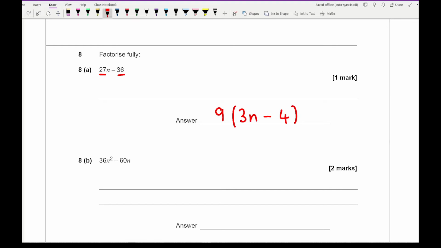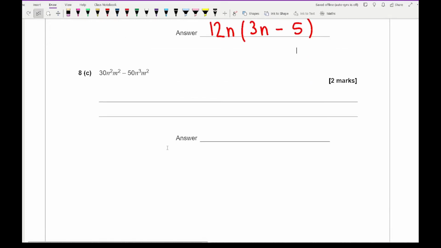And then with the next one, again, I've got numbers and I've got letters. So taking out the highest common factor, which is going to be 12. And then from the letters, I want the smallest power of n, which is just a single n. And this is going to be 3n minus 5.